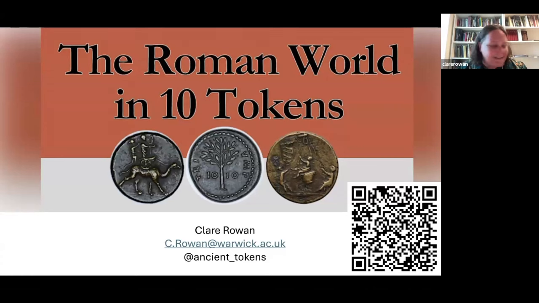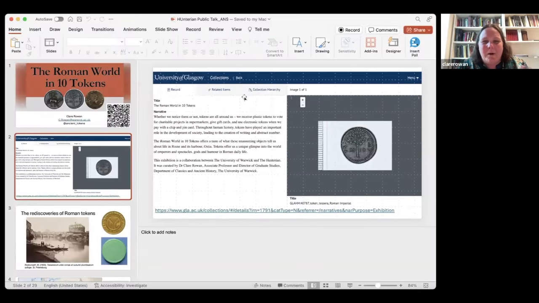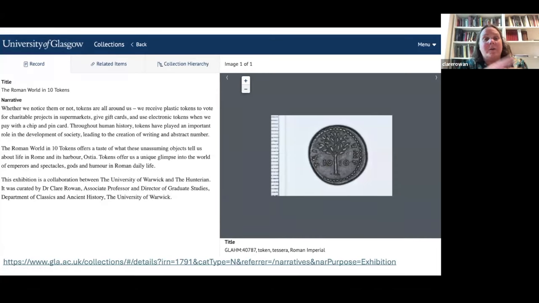So I've called it the Roman world in 10 tokens. That's because in essence, I've been collaborating with the Hunterian Museum in Glasgow, and we've put up an online exhibition entitled The Roman World in 10 Tokens. And so what I'm going to be looking at today is essentially tokens from that exhibition, but also tokens that have the same things that are actually from the American Numismatic Society collection. So it's kind of like a Hunterian ANS tour. So if you're interested in looking at the exhibition, I've got the link there, but I'll also put it in the chat. So once you log on, if you click onto the related items section, it will bring up the various relevant tokens. It's quite a clunky system, but I think as most museum curators know, you are stuck with the system that you're given.